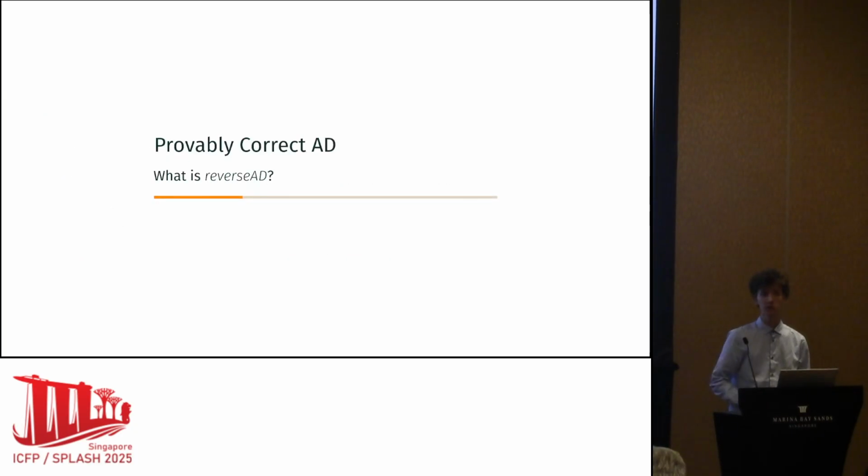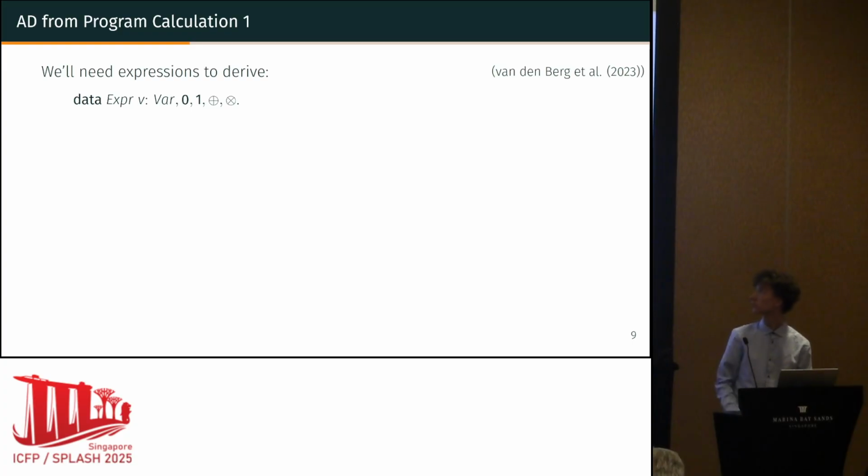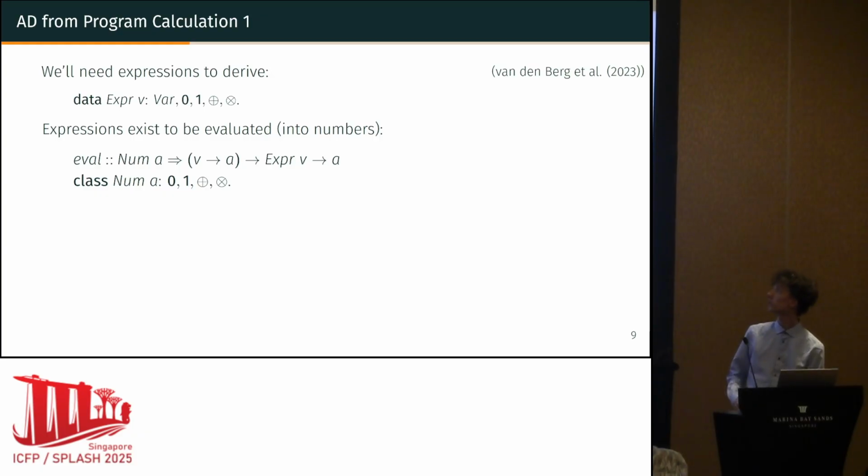Now, before I can start calculating, I'll actually have to tell you what this mythical reverse AD algorithm is. And this algorithm, actually, before we can even start taking derivatives, we need expressions to take derivatives from. And in this case, I'll use the polynomials. Expressions, of course, exist to take derivatives of, or, well, to be evaluated, I should say. And in particular, we'll evaluate them into numbers. And in our case, these are just things with ones, zeros, addition, and multiplication.